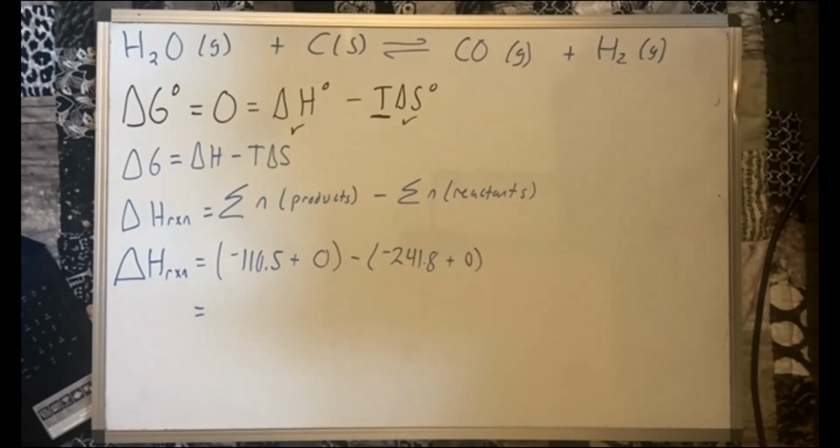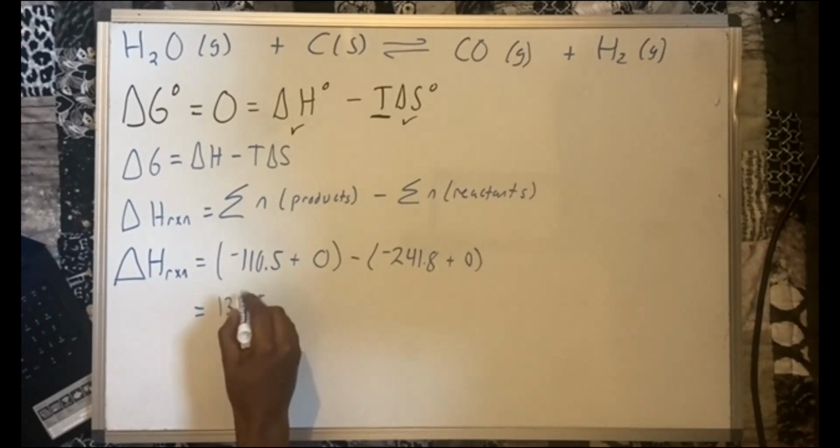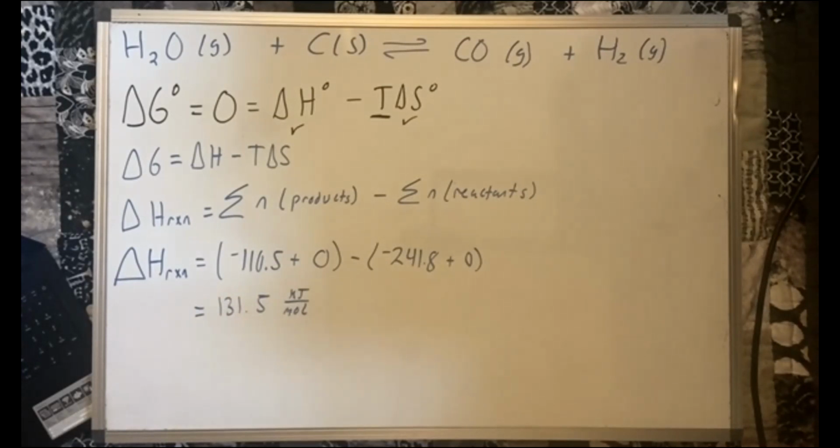And then the 131.5 kilojoules per mole. That's our delta H.